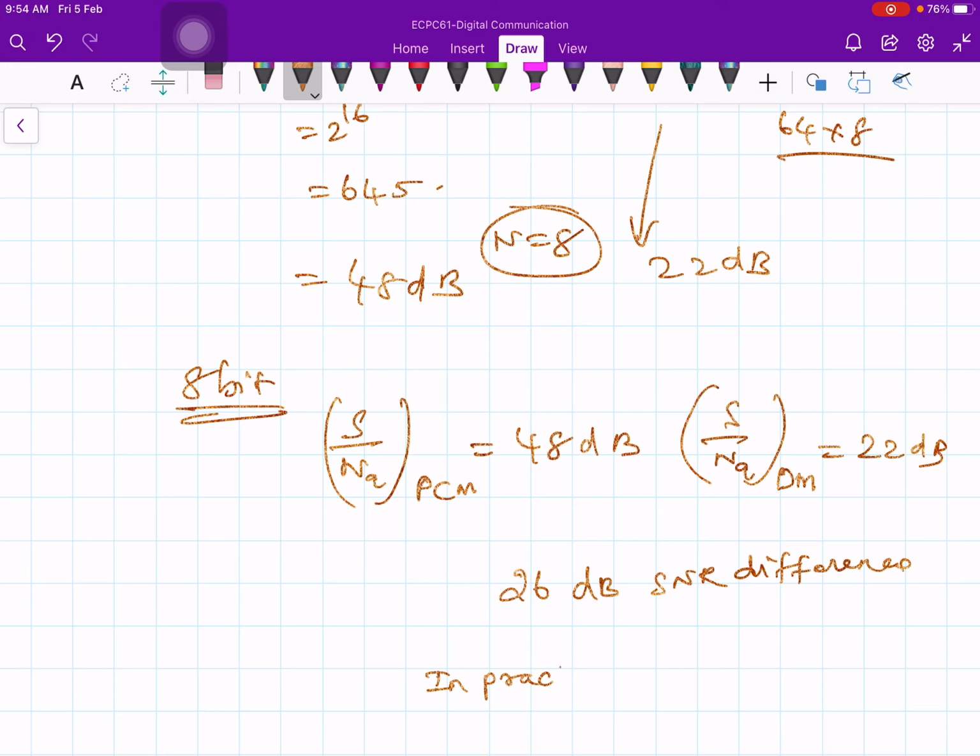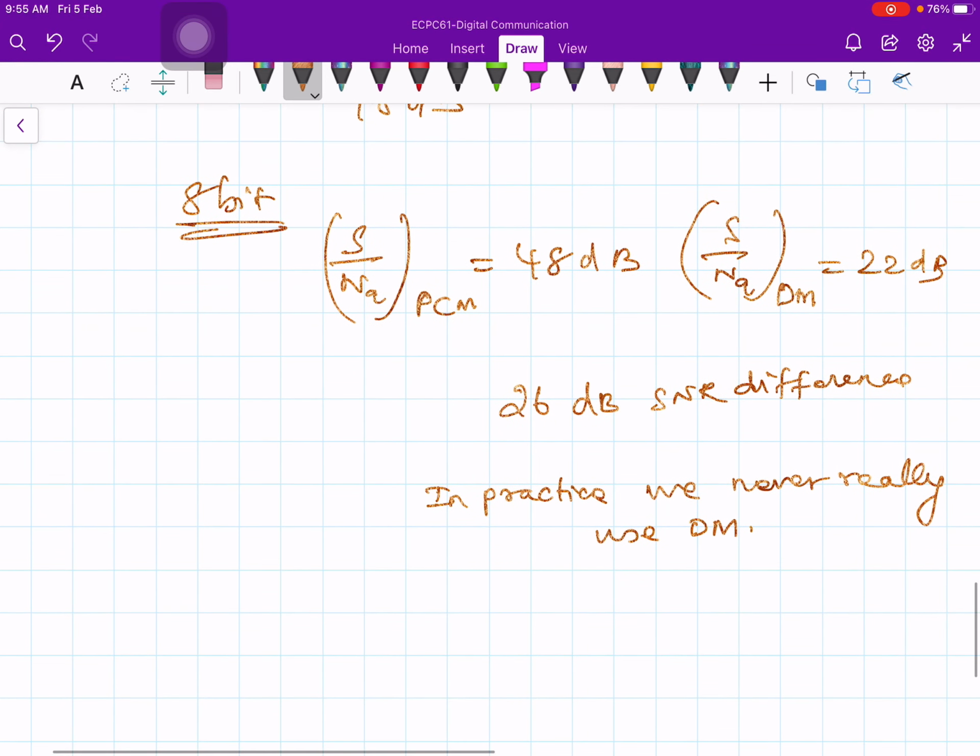In practice, we never really use a simple delta modulator. Only for theoretical purposes, only for academic interest, we are doing this. So we already understand quite well that a simple delta modulator is not a very good one, but it is quite clear now quantitatively how poor it is, how useless it is in comparison with pulse code modulation.